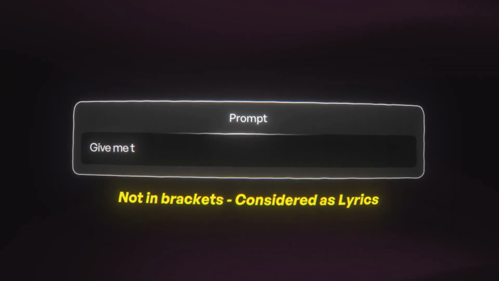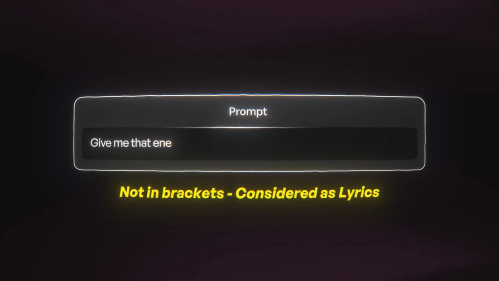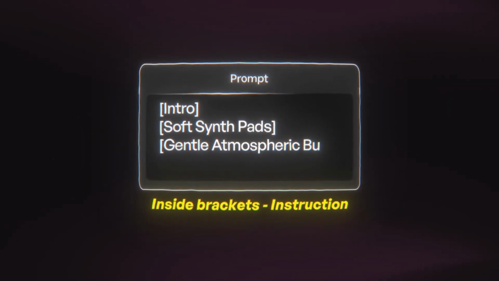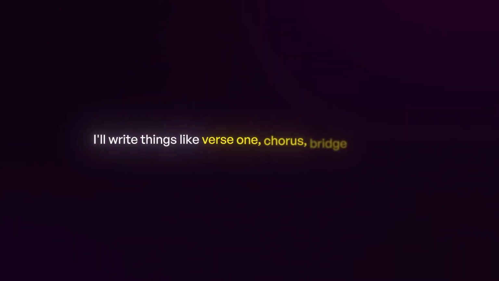Anything not in brackets gets sung as actual lyrics. Anything inside brackets becomes an instruction for how the song should be structured or performed. So I'm going to take the lyrics Suno just generated for our dream pop song and add meta tags to give it more structure and emotion. The most basic meta tags are song structure tags. I'll write things like verse 1, chorus, bridge, and outro inside brackets to tell Suno exactly how to organize the song. But I'm gonna go way deeper than that.